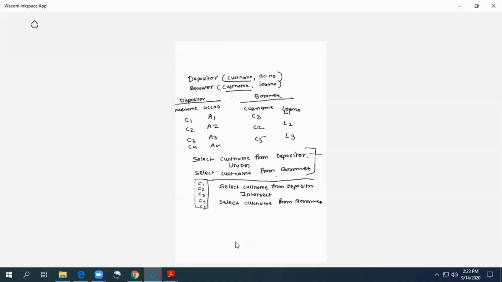So the result of this query will be the customers having both the accounts. In my example, C3 and C2 customers, right? C3 and C2 both appear in both the tables, so that is the intersection of my depositor and borrower tables. So in the result, it will display C3 and C2 customers. I hope, student, you are clear with this solution.